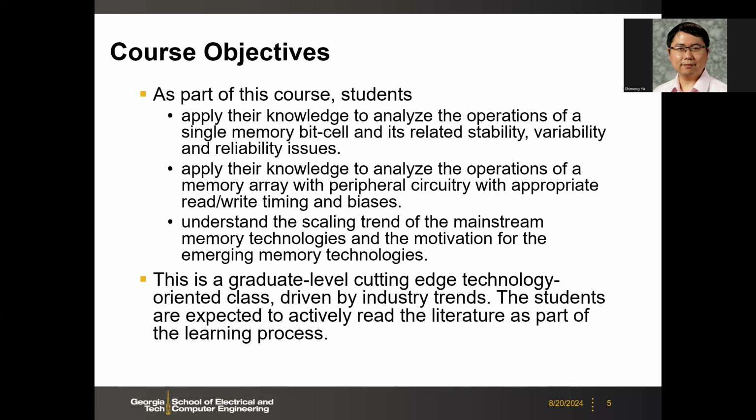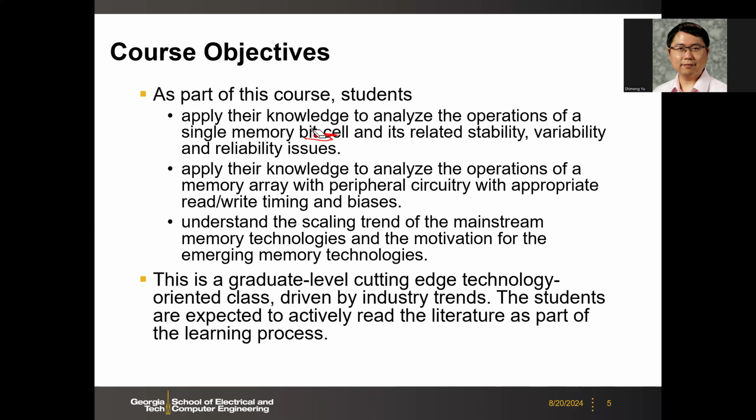Here are the course objectives. As part of this course, you will learn about the memory bit cell, that means a single memory cell, and its stability, variability, and reliability. Of course, we are going to cover different kinds of memories, but no matter which memory technology we talk about, you will start from a single-bit memory cell. We call it a bit cell. Then we will talk about the stability, reliability, and variability issues.